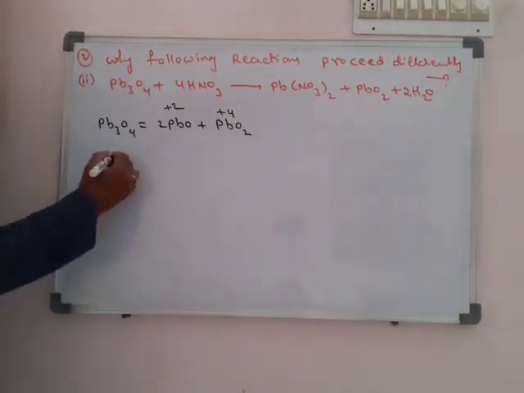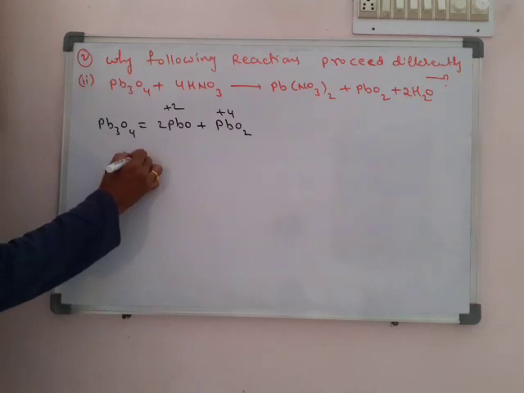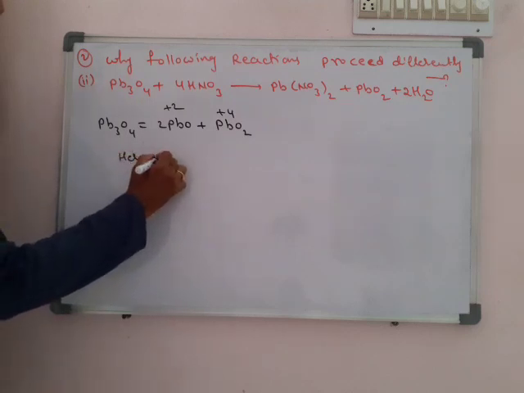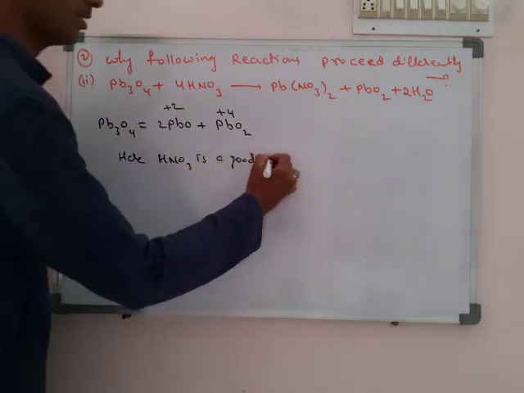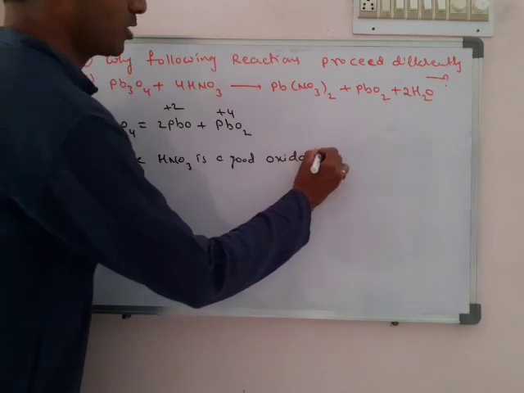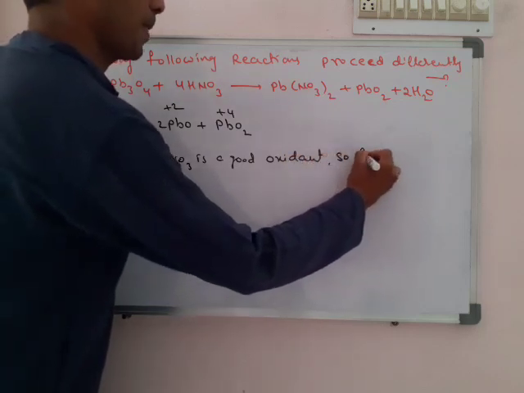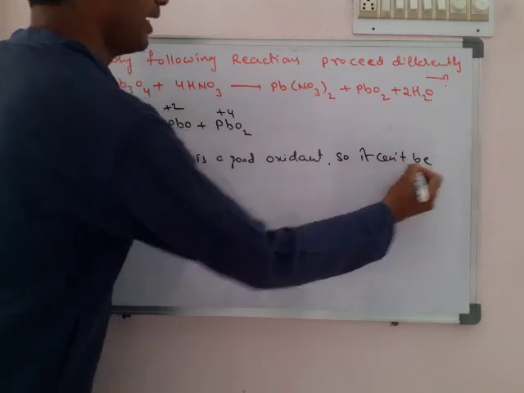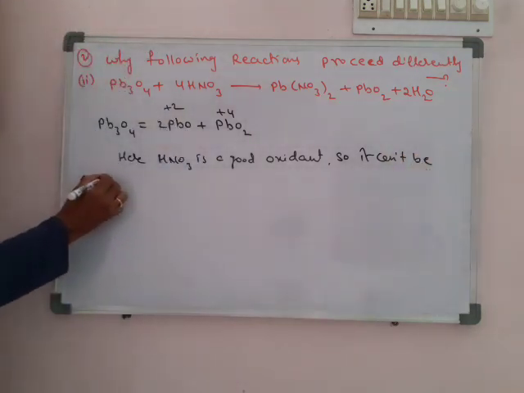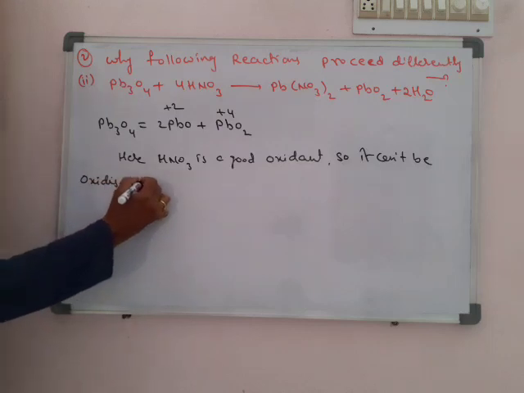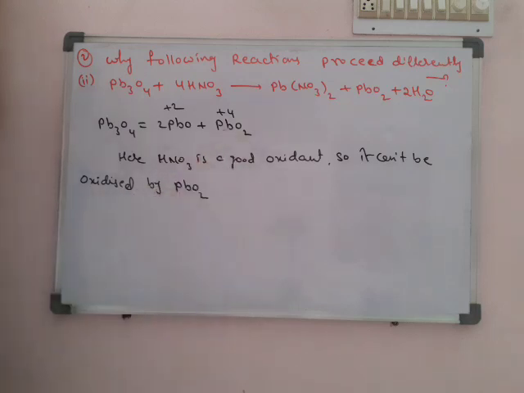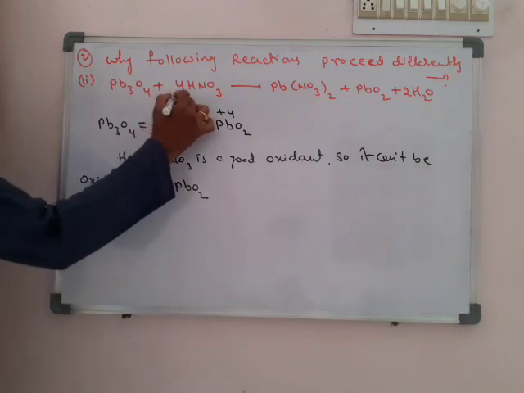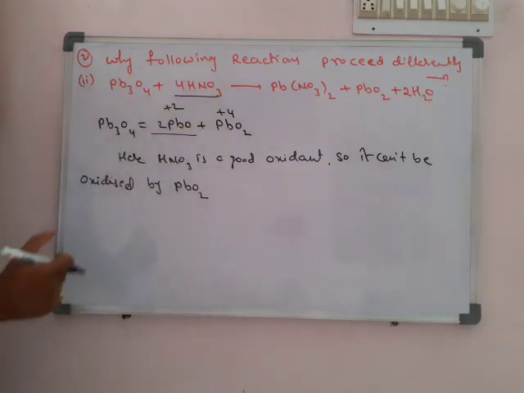Okay, so here HNO3 is a good oxidizing agent, a good oxidant. So again it cannot be oxidized by PbO2. So there is no chance for PbO2 to be involved in the reaction. So what works here is that it works as only acid. Okay, here it works only as an acid.